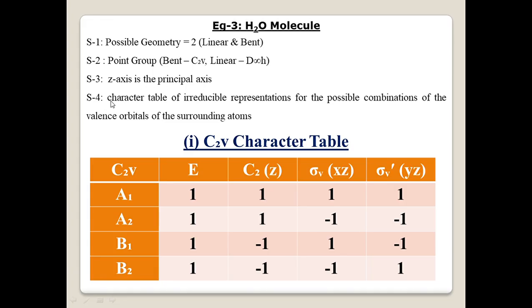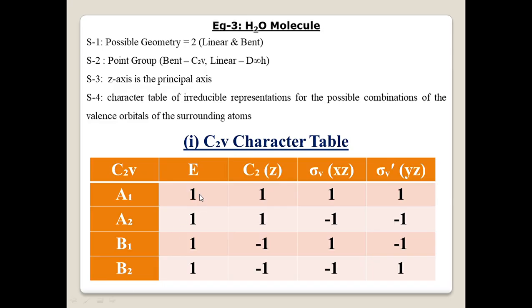Rule number 4, character table of irreducible representations for the possible combinations of the valence orbitals of the surrounding atoms. See here, the important point is I will not discuss how the character table of C2v will be like this. It will be discussed in the group theory only. But here you have to keep in memory that this is the character table for C2v point group, right? Here I can tell you one shortcut trick for how you have to keep in mind the table completely.